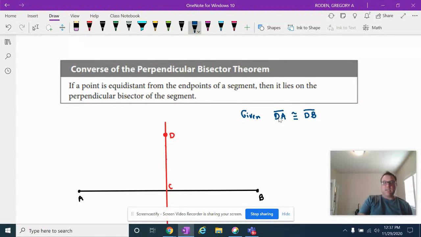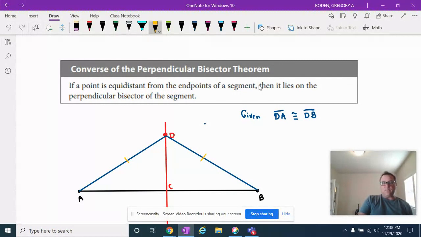Okay, so we're seeing that DA is congruent to DB, and that's just given. So that's the given statement here. So we can now say if we draw a line between A and D, and we draw a line between D and B, what we get is from the given, from what we're told, that we know that these two distances right here are congruent. So this distance and this distance are congruent, and that's given.